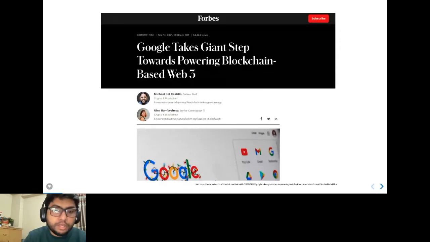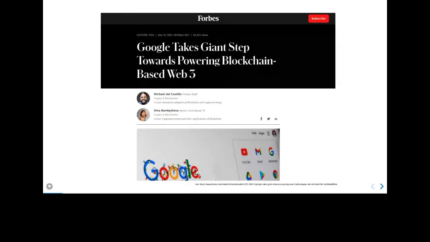So I'll turn off the video, the internet is quite dodgy here. So let me stop the video. Yeah, that's fine. So as you can see, Google is basically taking a giant step towards powering blockchain in Web3. This is recent news.